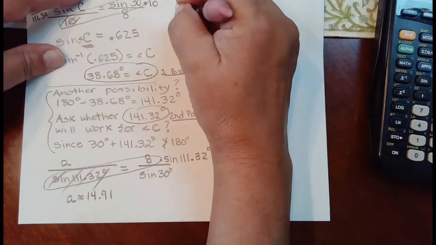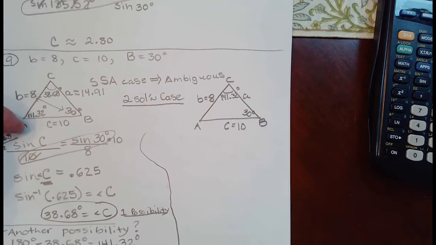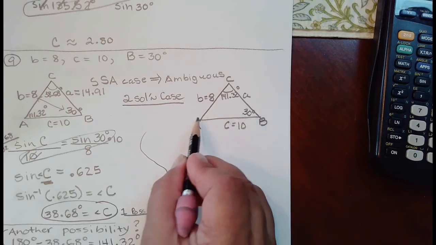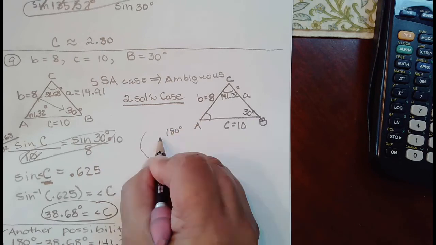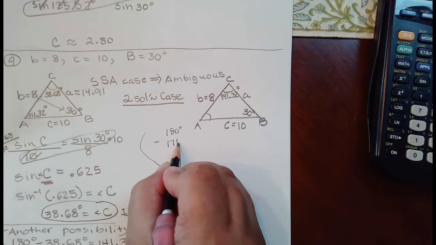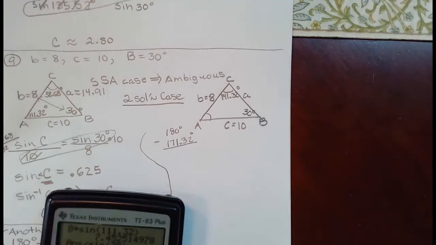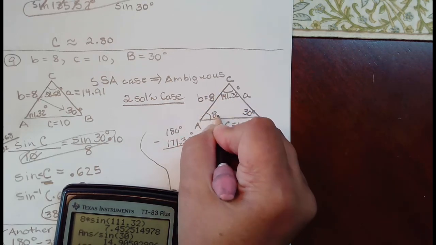Okay, then go in and get all the answers for the other triangle. So moving on to this other picture, I'm going to go in the same order. I have two angles and I need that third one. So all I'm going to do is go 180 minus these two added together, which is 171.32, in order to find angle A. So 180 minus 171.32, that's 8.68.